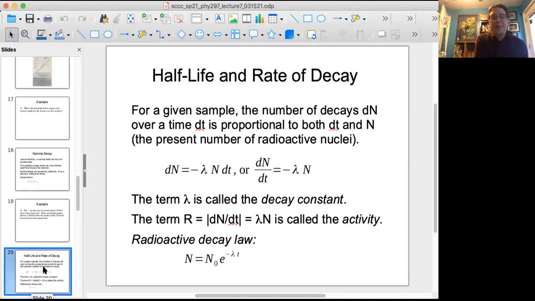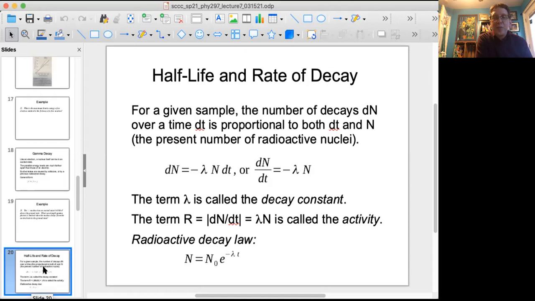And so the term for the derivative of N with respect to t, or at least the absolute value of it, that's equal to lambda N, and it's called the activity. So the decay constant depends on the substance. The activity depends on not only the substance, but on how much of it you have, or at least how much of the radioactive substance you have in a sample.